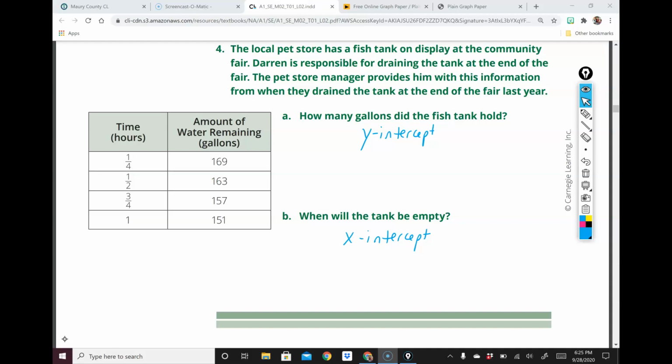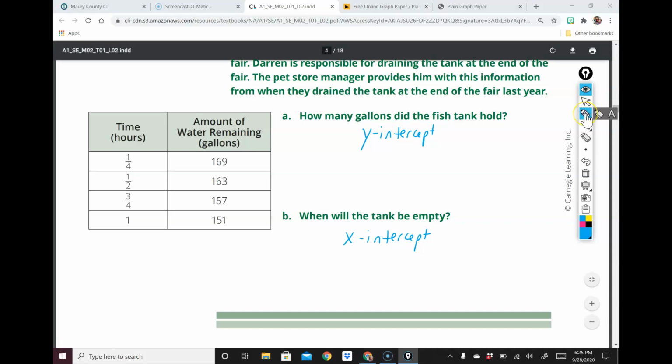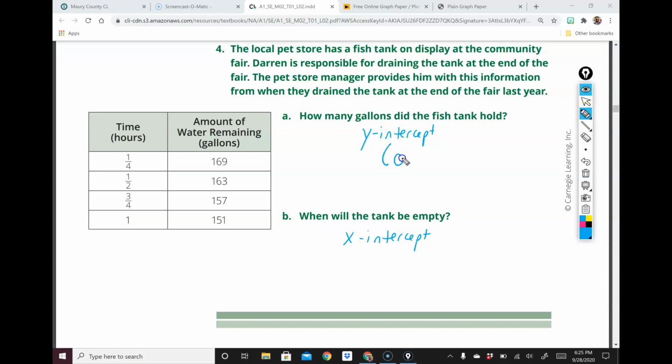Part A asks, how many gallons did the fish tank hold? They're actually asking for the y-intercept here. So the y-intercept is when you have 0 and some number. And whatever that number is, that's going to be your y-intercept. When the tank will be empty, they're actually asking for your x-intercept, where it crosses the x-axis. So whatever number's here, and you have 0 here, is going to be your x-intercept. Well, if you look at the table, we're not given that information. We can continue the pattern, or we can figure out mathematically what it's going to be.